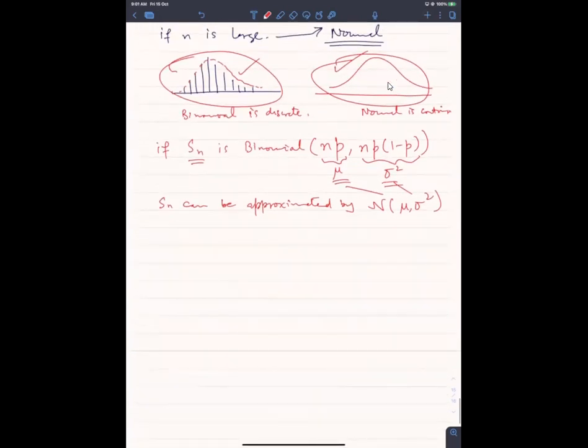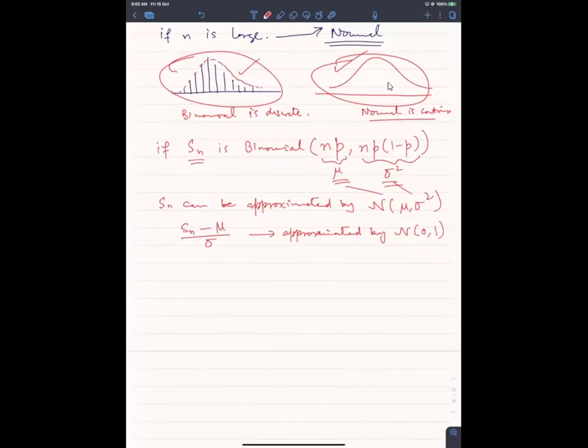What that means is that (Sn minus mu) over sigma is approximated by normal 0,1, standard normal. We subtracted the mean and divided by the standard deviation. So that's approximated by normal 0,1. Binomial is again discrete, normal is continuous, so the probabilities will have to be adjusted a little.